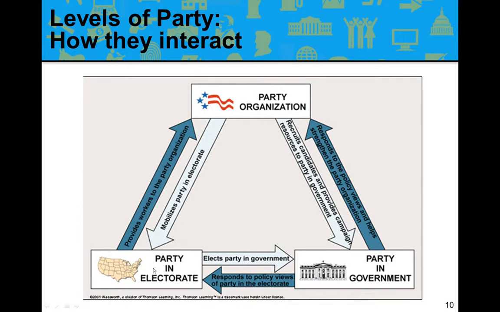The party in the electorate, the people, elects the party in government, and in order to stay in government, they have to respond to the policy views of the party in the electorate, or they might get voted out next time around. The party as an organization helps to mobilize this electorate, and oftentimes people who are in the electorate will work as a volunteer, for example, in the party organization. So you'll want to pay attention to how these three groups interact with one another in terms of levels of party.